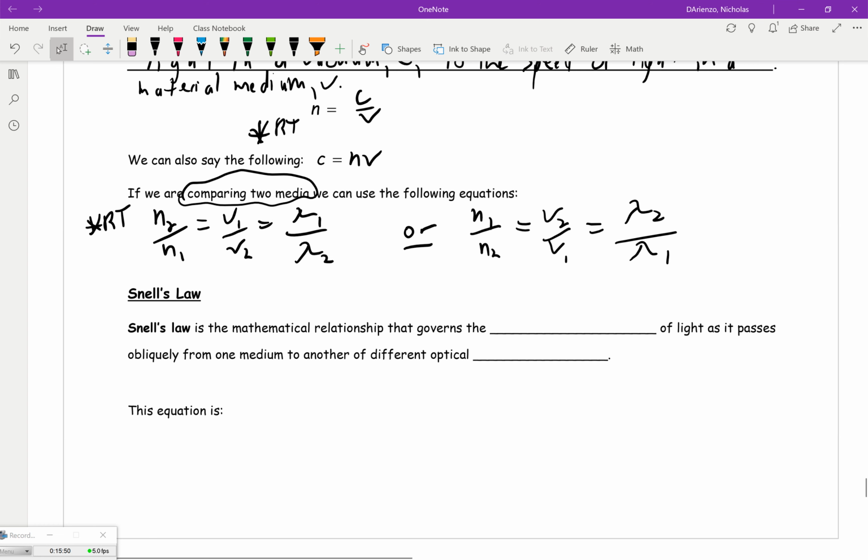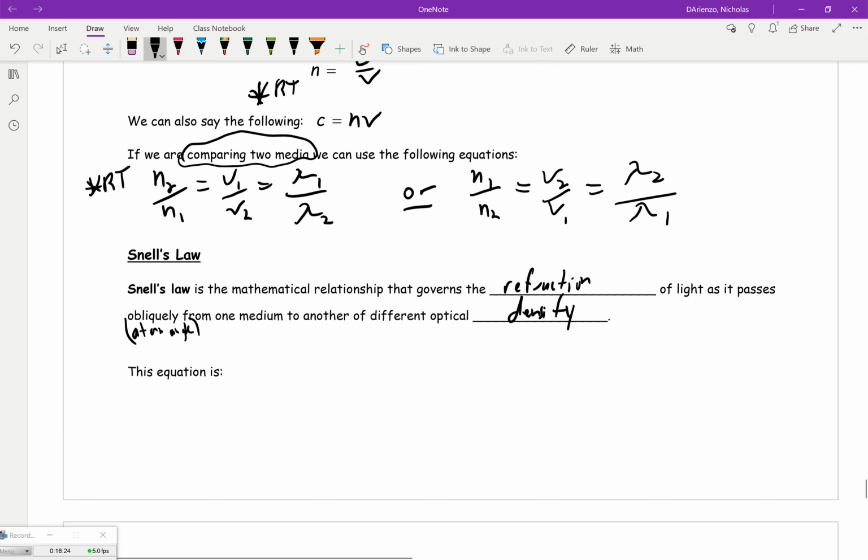Now, Snell's law is what we'll use a lot in regards to refraction of rays. And this is a mathematical relationship that governs the refraction of light as it passes obliquely. This means at an angle, not 0 or 90, from one medium to another of different optical density. So we have to have different media with different density in order for this to occur.